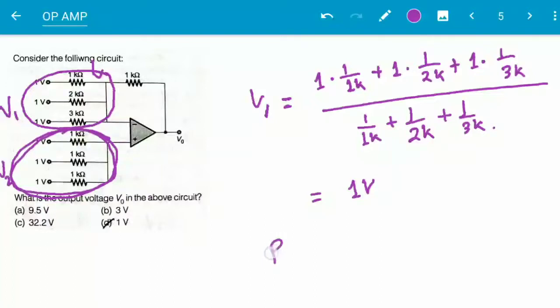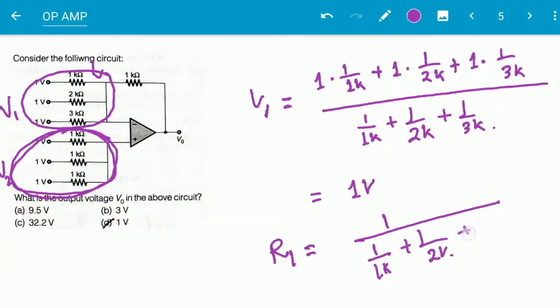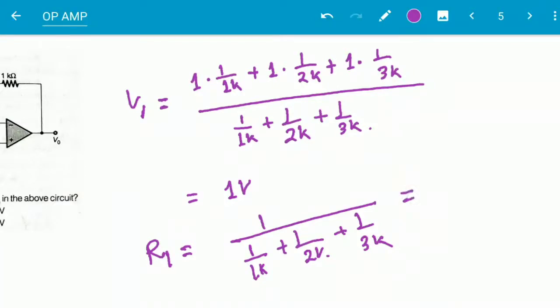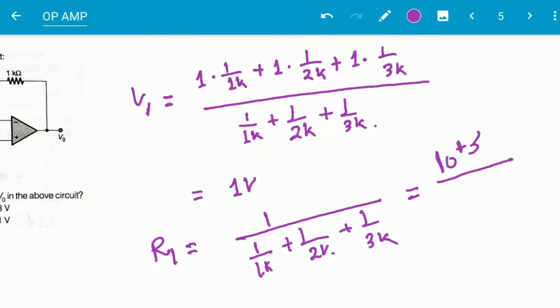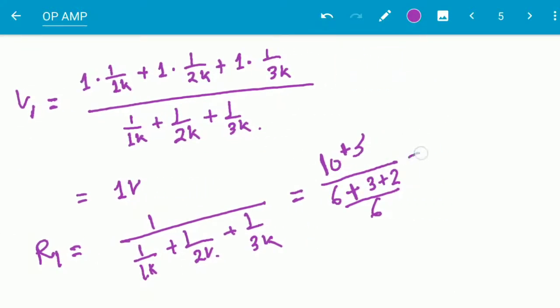So the corresponding source resistance will be 1 by all the resistances, that means the parallel combination: 1 by 1k plus 1 by 2k plus 1 by 3k, and this comes to be 10 to the power plus 3 by (6 plus 3 plus 2) by 6, and this is 6 by 11 into 10 to the power 3 ohm, R1.